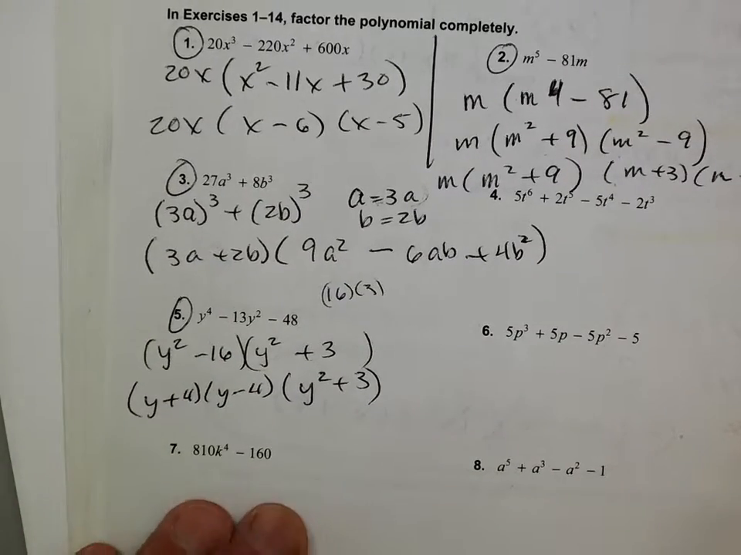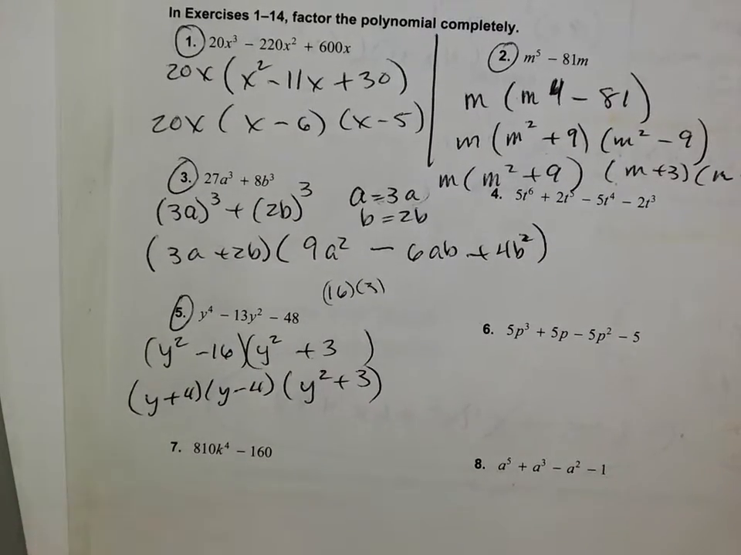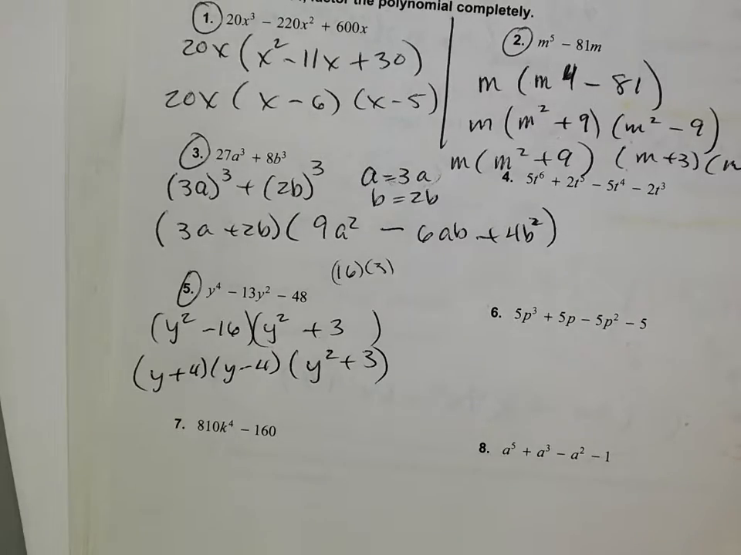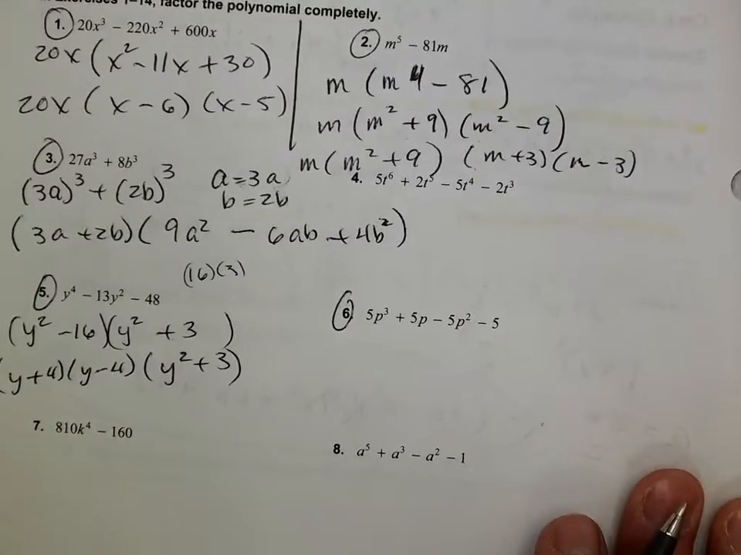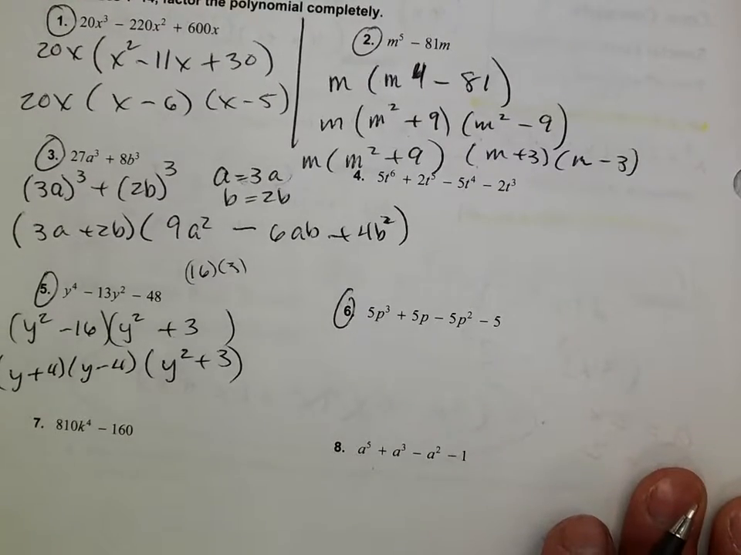All right, let's do a couple more and we'll be done, okay? Because I want you to practice these with your homework, because they're hard. Number 6, all right? What's the first thing you see? You see anything? 5. I heard it.